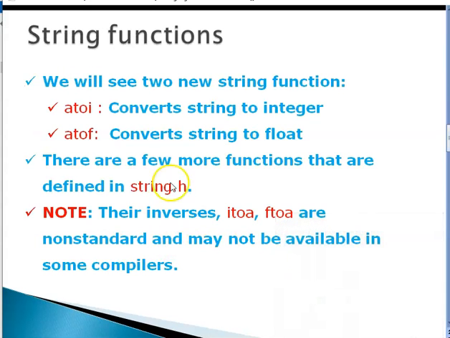Okay, the function atoi converts a string of numbers into an integer. Similarly, atof converts a string to a floating point number. Note that the inverses of these functions, itoa and ftoa, are non-standard and may not be available in some compilers. You need to be careful about that.